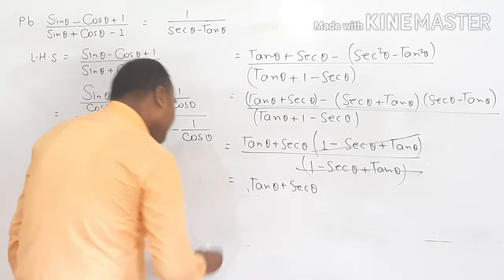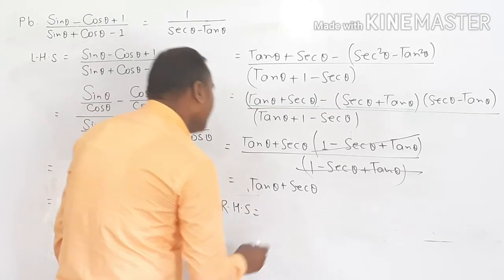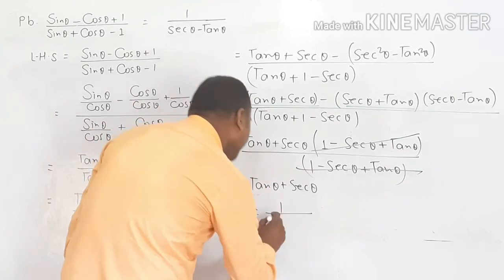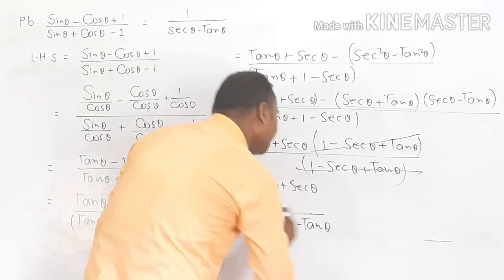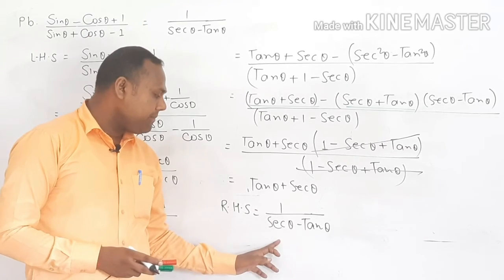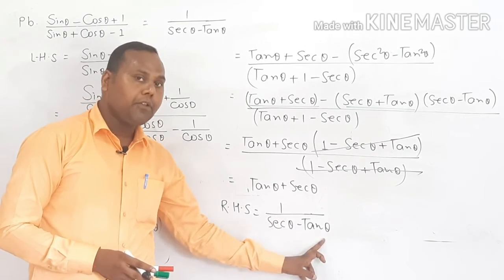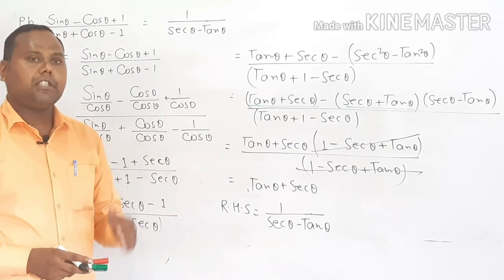Now take the RHS. RHS will be equal to 1 upon sec θ minus tan θ, and whenever we find a term of this type, that means 1 upon a minus b, we always apply rationalization.